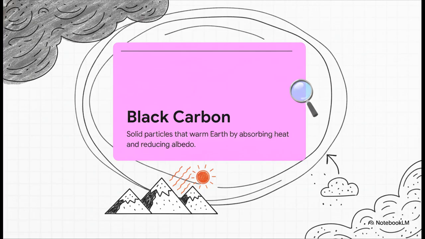It warms the air directly by absorbing heat. But even more critically, when this soot lands on snowpacks or mountain glaciers like the Hindu Kush Himalayan glaciers, it physically darkens the ice. This reduces the ice's albedo, or its ability to reflect sunlight, which seriously accelerates the melting process. But there is some good news here. Black carbon only stays in the atmosphere for days or weeks. So if we actually cut emissions, its warming effects would disappear within months.